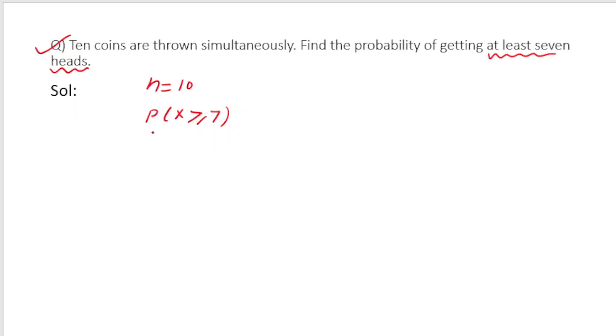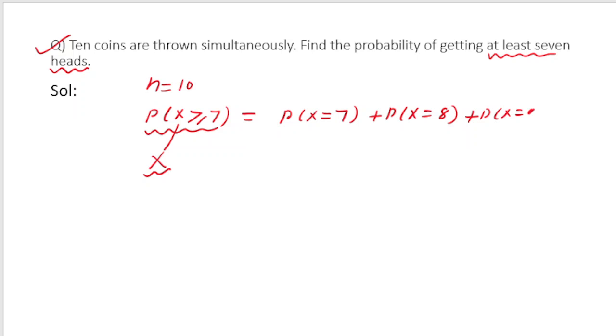So if I have to calculate the probability of getting at least 7 heads, this is basically probability of x greater than or equal to 7. What is x? The random variable. What is the random variable? The number of successes in n number of trials. So if I want the number of successes to be greater than or equal to 7, it can also be seen as probability for x is equal to 7 plus probability for x is equal to 8 plus probability for x is equal to 9 plus probability for x is equal to 10.